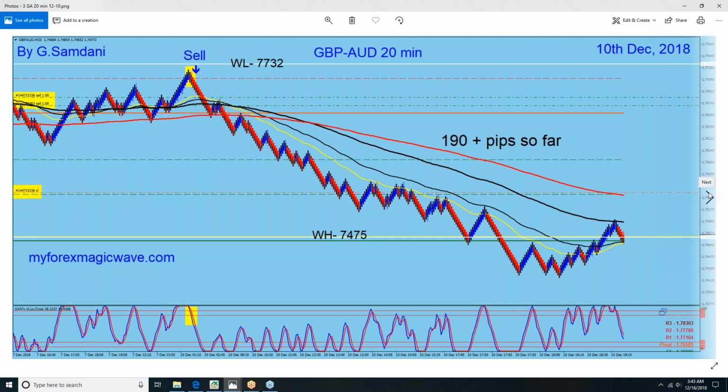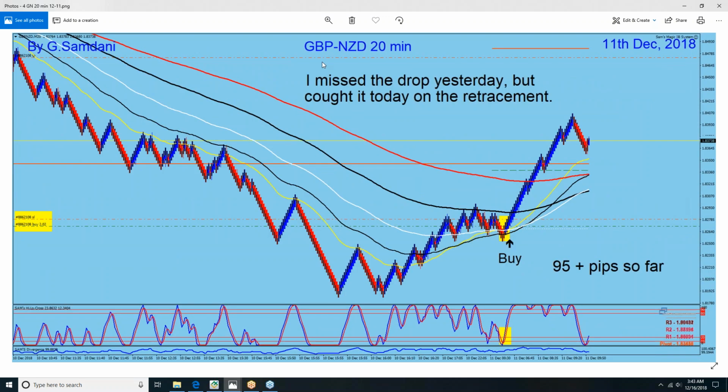Then on the 11th, the pound was retracing. I missed the drop in Pound Newsy, so I took this long here for 95 pip going up, when the pound started retracing.